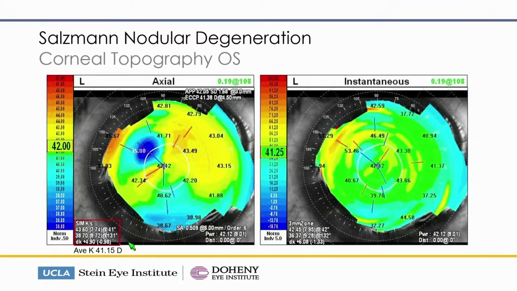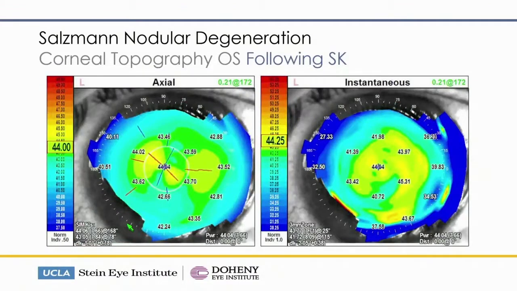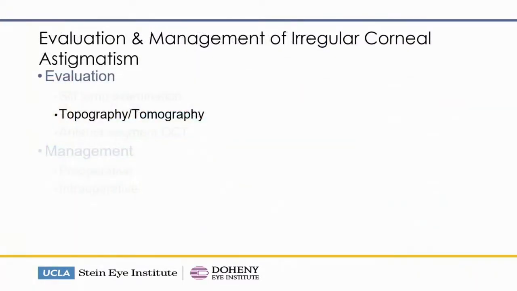Afterwards, the patient's not happy. You do a topography, you discover the irregularity, you say, I can fix this. You do a keratectomy. Now the cornea looks much more irregular, but unfortunately, the average K value has increased by 2.4 diopters. You need to recognize this before cataract surgery rather than after, and the best way is by using oblique illumination when performing a slit lamp examination.